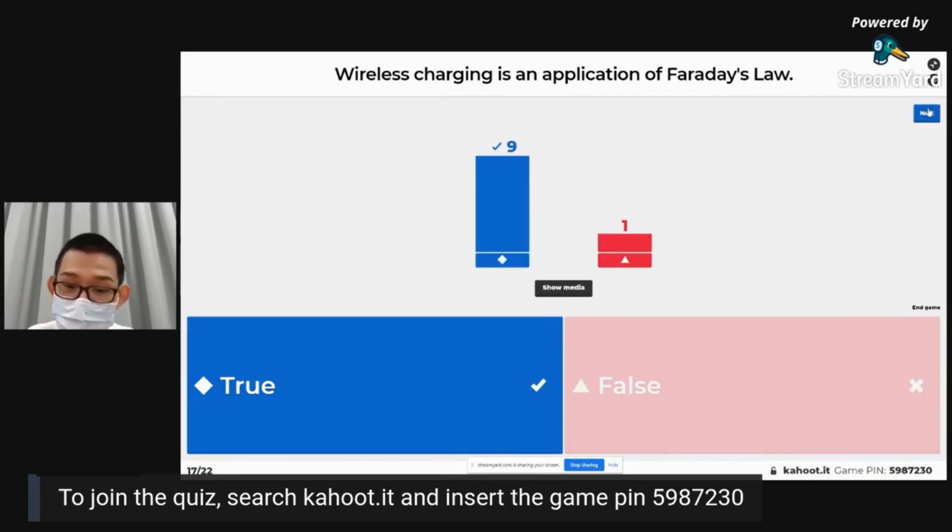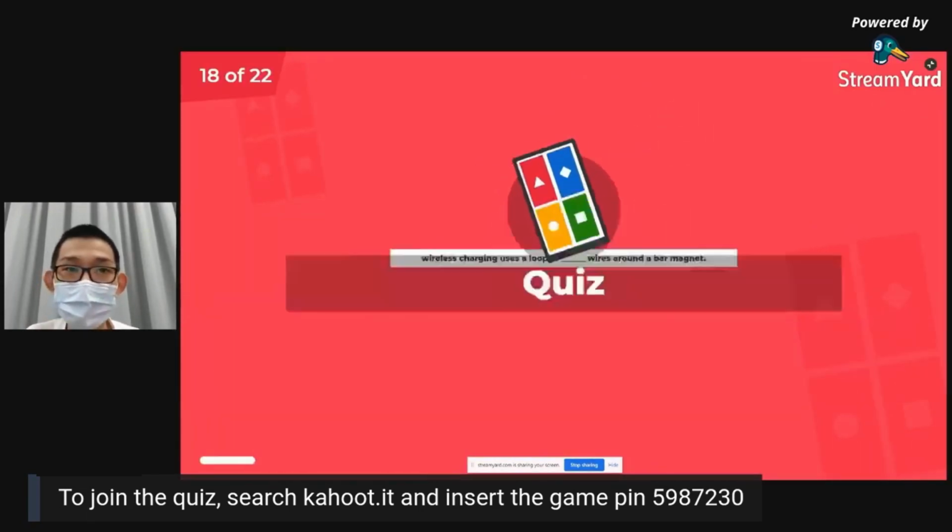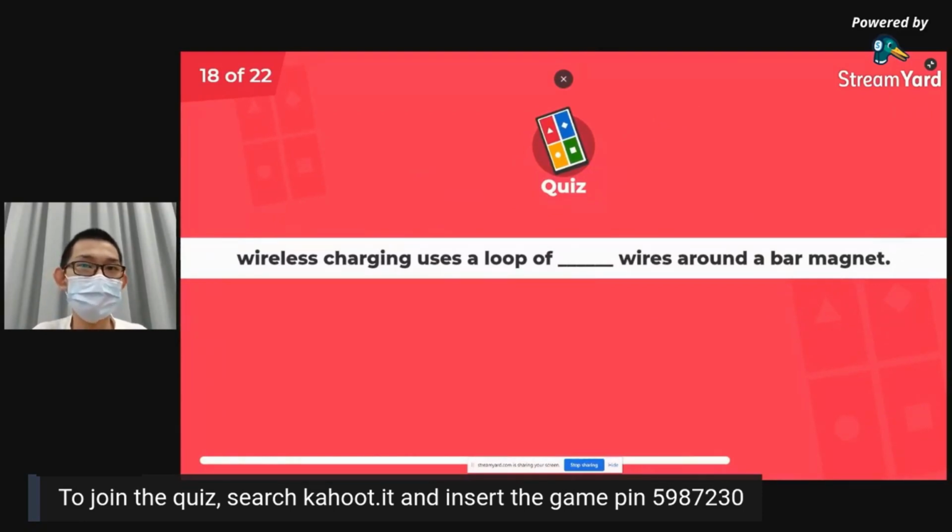It is indeed true. Faraday's law, if you remember, was that he discovered that a magnetic field can produce an electric current. And now we shall move on to the scoreboard, which is the exact same as before. So congrats to the people appearing on the scoreboard. I do want to mention that the faster you answer the question, the higher the score you can possibly obtain.